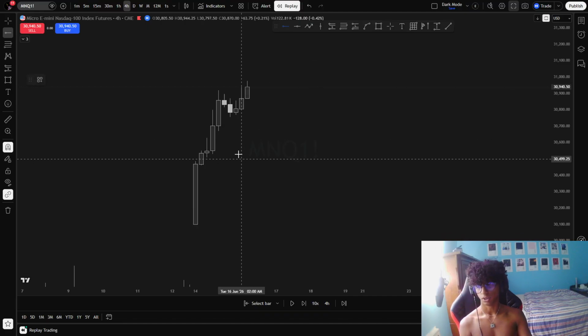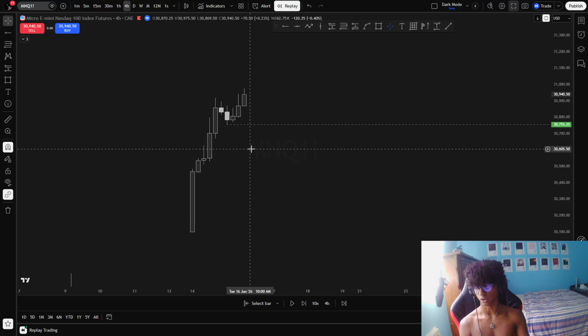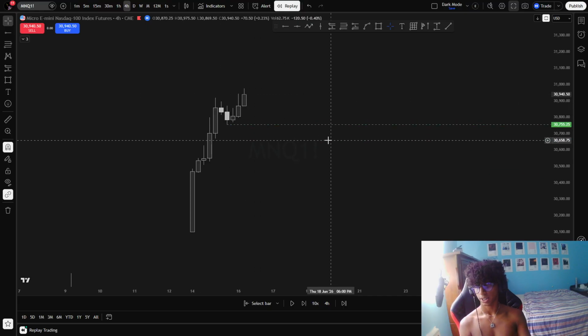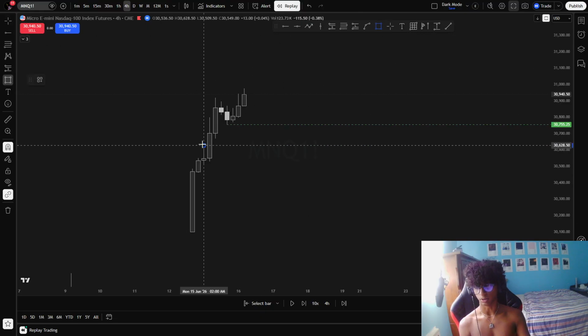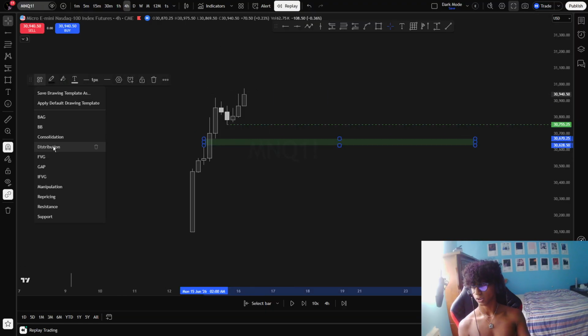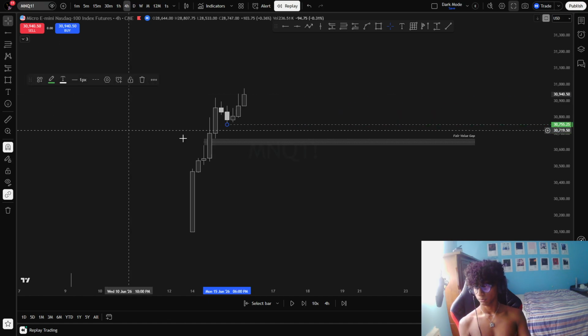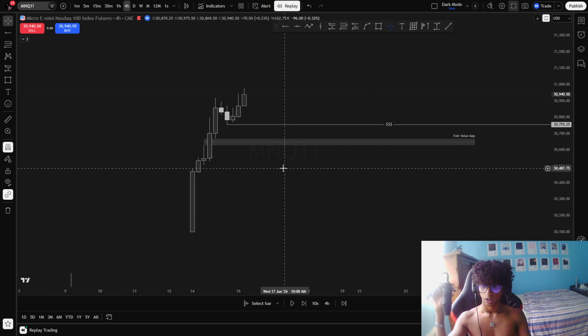So starting off, let's mark out our lows and our highs. This is the only low we have on the 4 hour. And then our internal liquidity is gonna be our fair value gap. So we can mark this out. So this should be a little fair value gap. This should be equilibrium. Perfect.